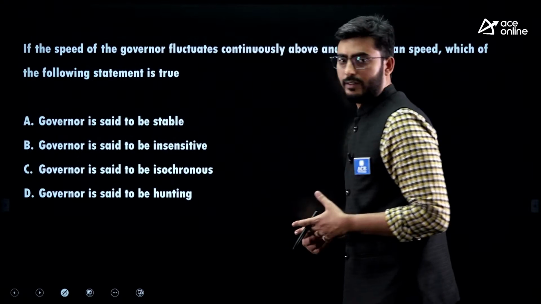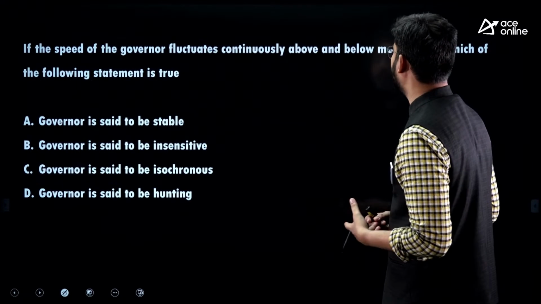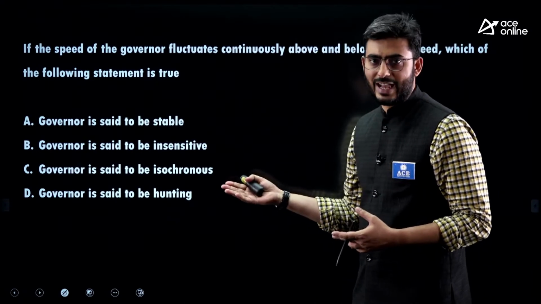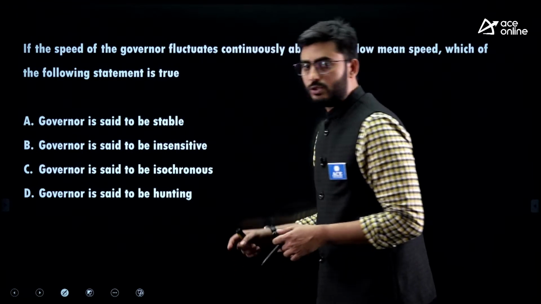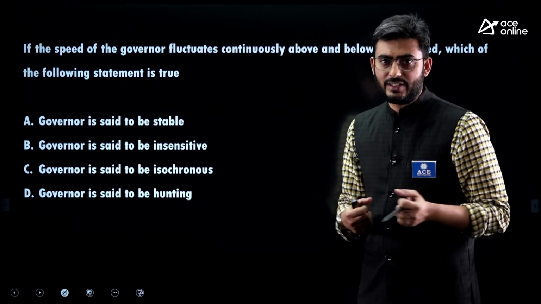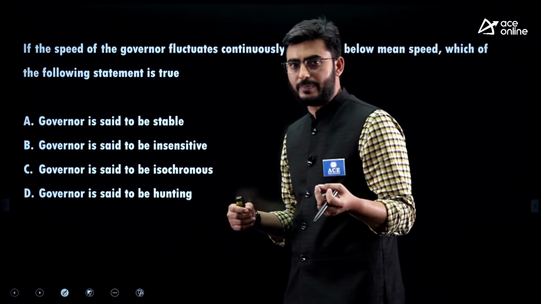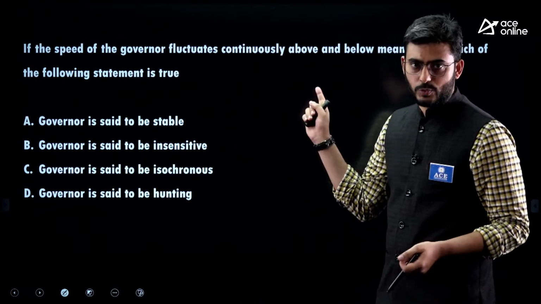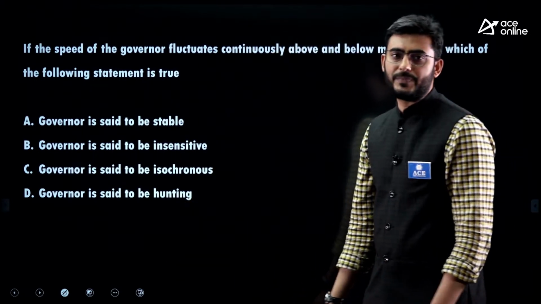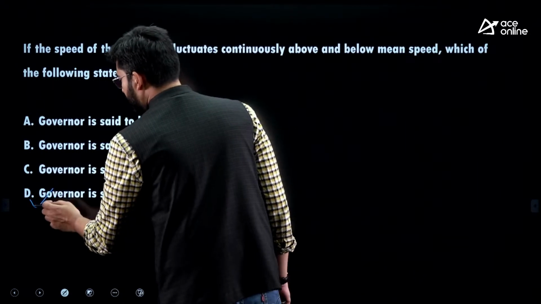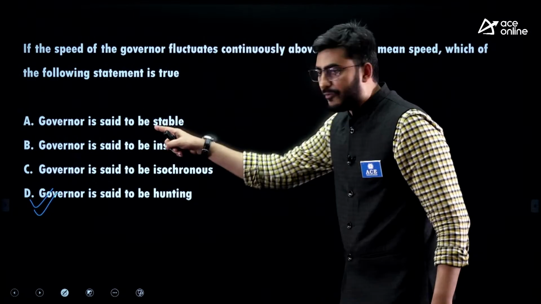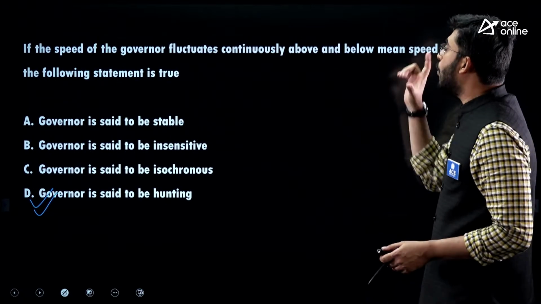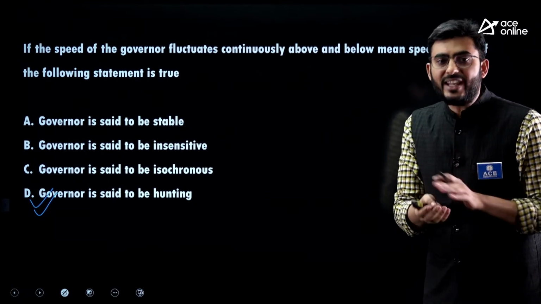If the speed of the governor fluctuates continuously above and below the mean speed, this phenomenon we refer to as the hunting phenomenon. This will happen when the governor is sensitive to a small change in speed or a small change in load. If it is sensing that and causing this fluctuation, then the governor is said to be hunting. In case of a stable governor, this fluctuation above or below the mean speed will be very, very less.